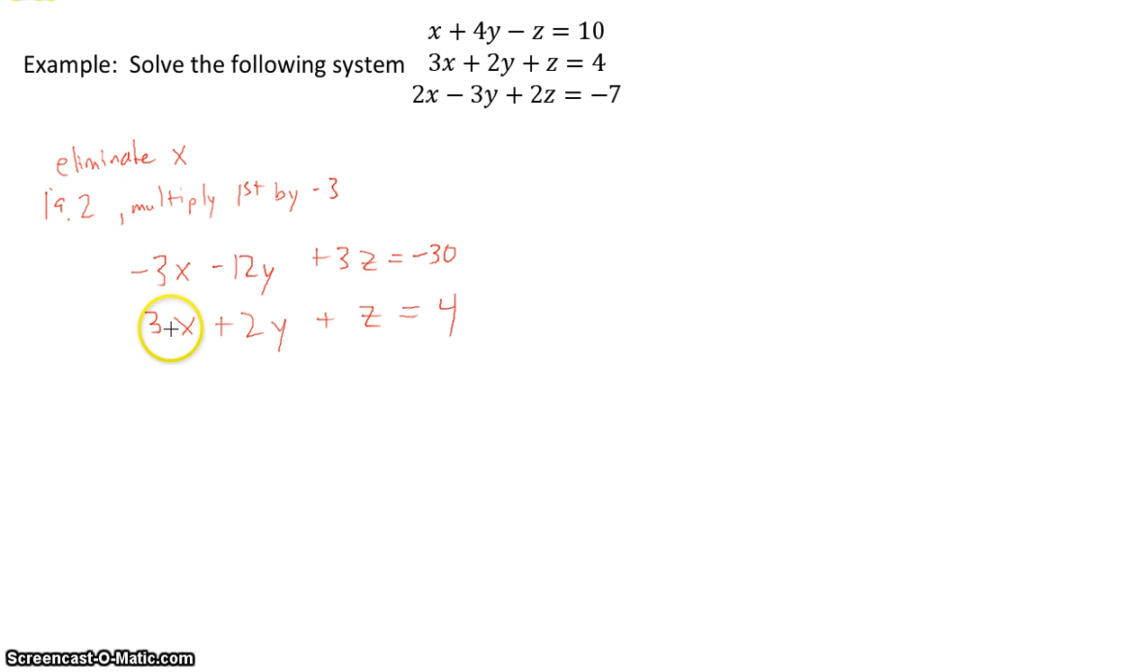So I'm adding these two equations together. The x's eliminate. So my first equation is -10y plus 4z equals -26. So there's my first equation in my system.